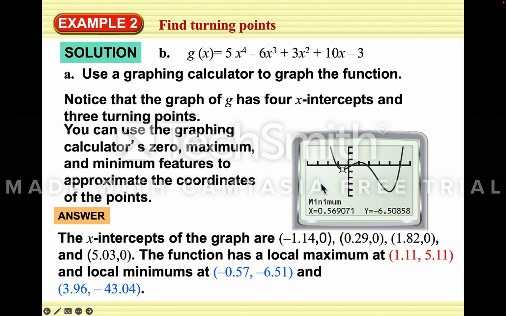So if you can't see a good picture of your graph when you first put it into your graphing calculator, remember you can zoom out, zoom out, zoom out until you see the complete picture of what's going on. Okay, if you can see the ends, you want to be able to see all the wiggles in the middle. So you want to make sure you can see all of that.